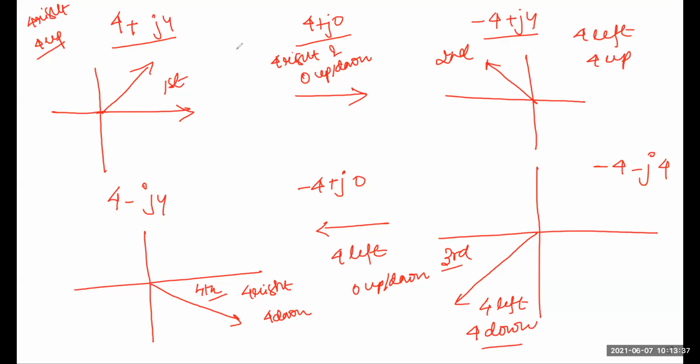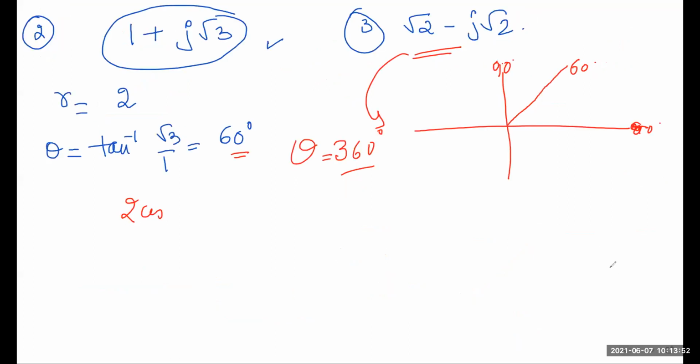Understood this portion, Ehtasam? Hello? Hello? Yes, ma'am. Okay, so I can move to the previous problem, and now the previous problem you can do on your own. So this minus j root 2, sorry, root 2 minus j root 2. This one you do and tell me what will be the answer.